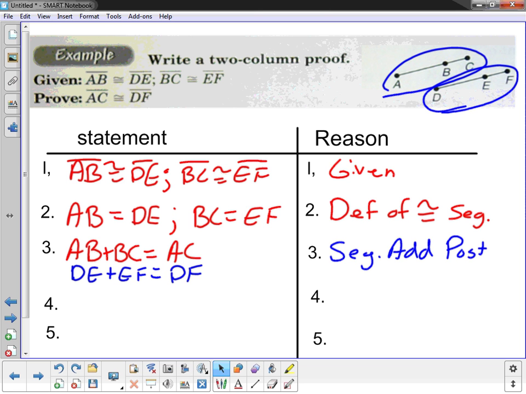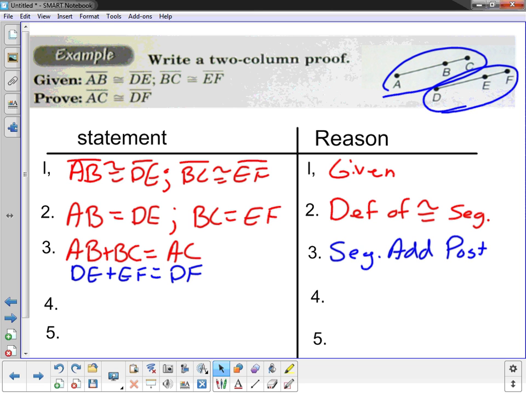Now notice in all three of these cases, I have listed both statements with the same reason under both of them. So I'm putting two statements for each step here. Now I could have put them on each as separate ones. So now what can I do from here? I'm trying to get that AC equals DF. So AB plus BC equals AC.